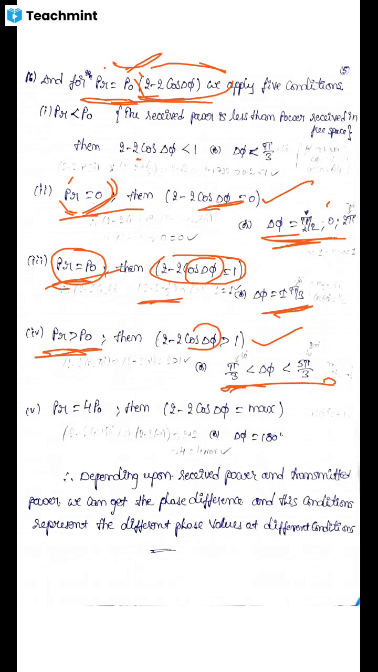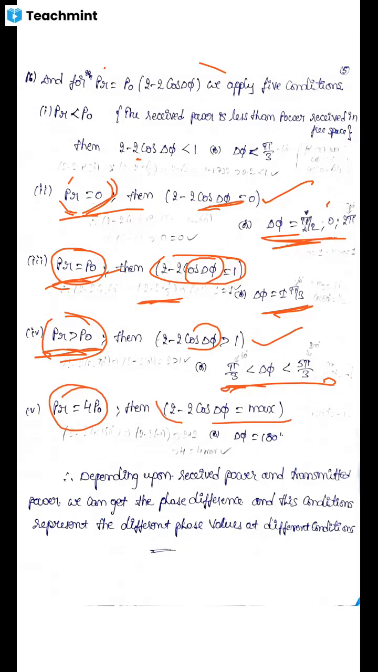So substitute here. If I substitute here, then I will get PR is equal to P naught into 2, which is greater than 1. So here PR greater than P naught is the condition applied. Next condition, PR is equal to 4 P naught. I will get 4 P naught when 2 minus 2 cos del phi is equal to its maximum value.